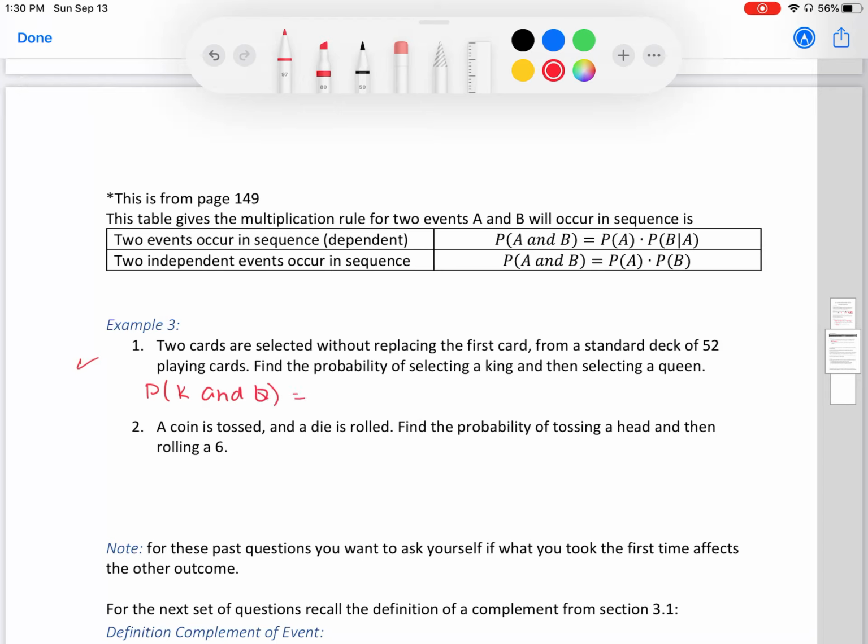That gives us, well, we have to consider the probability of getting a king times the probability of getting a queen after a king. So that we have 4 out of 52 times 4 out of 51, which is 16 over 2,652. If we punch this in the calculator, it is about 0.006.